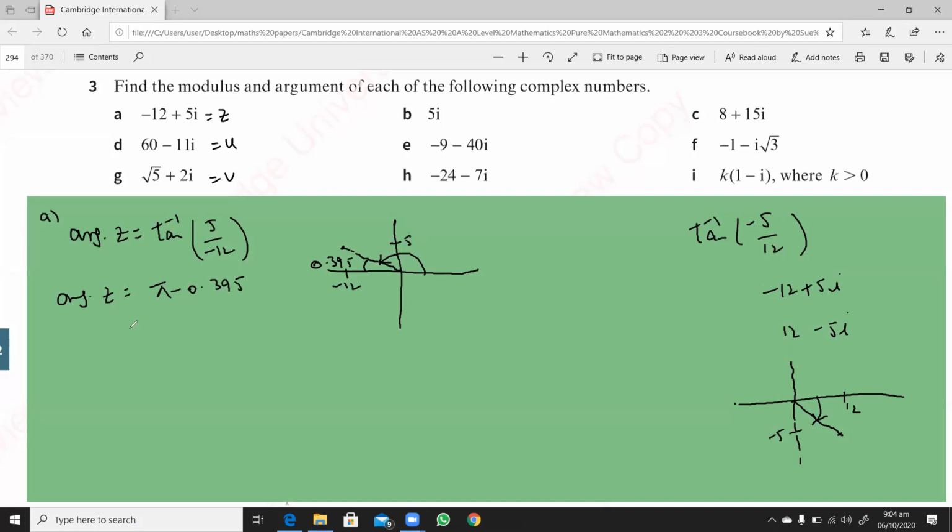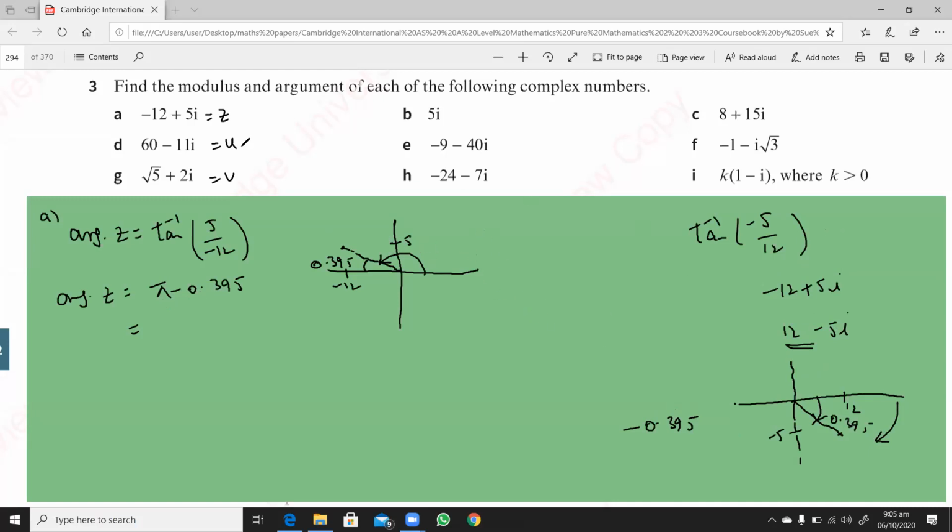This is exactly the same as you were doing in your trigonometry. And in this case, I will be writing 0.395 here, and the argument for this complex number would be minus 0.395, because you are going clockwise here. So this will be in minus and this will be in plus.